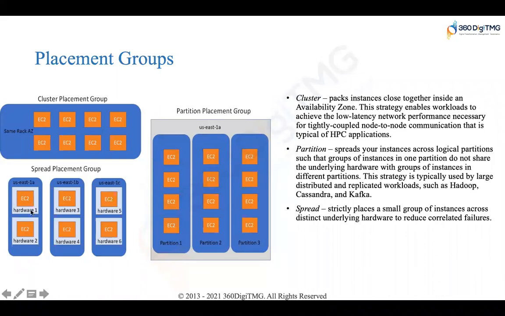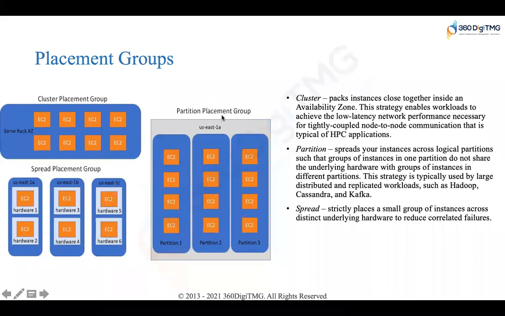So I'll launch one instance in the hardware number 1 rack, and the other instance in a different rack. And also these instances are spread across the availability zones. We have 3, so they are spread across 3 availability zones. This is spread placement group. And then we have partition placement group. This is a mix of cluster and spread.